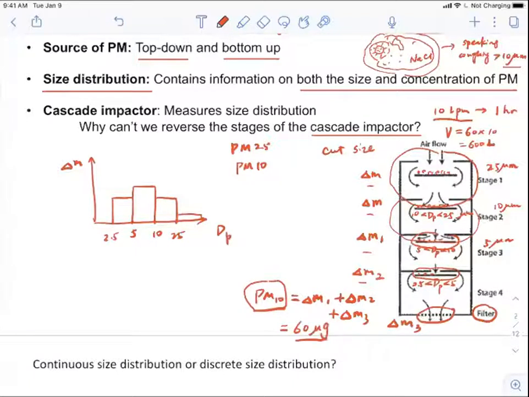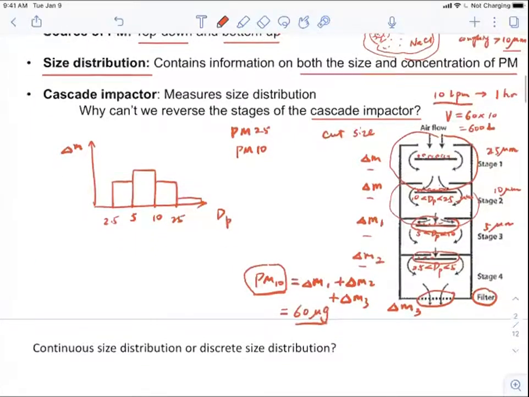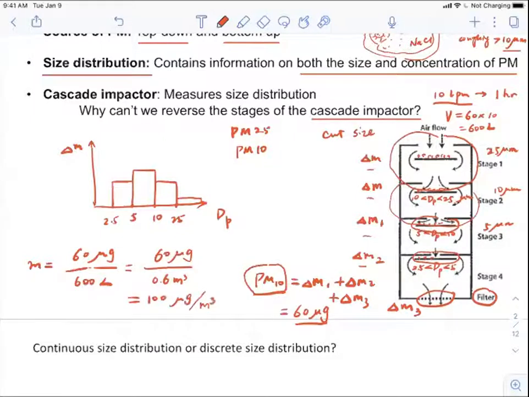For example, the mass that we eventually measured is 60 micrograms. Then we can just directly calculate the mass concentration, which is 60 micrograms divided by the total volume, 600 liters, right? We further know that 600 liters is 0.6 meter cubed, and this is still 60 micrograms. You can find out that the final concentration is 100 micrograms per meter cubed. So this is how we can use the impactor to measure the concentration of PM10 or PM2.5.